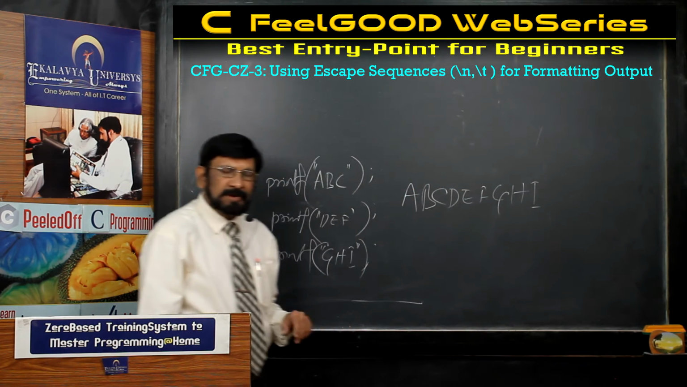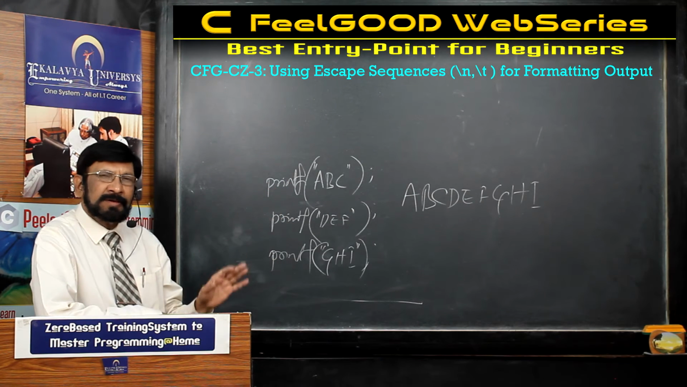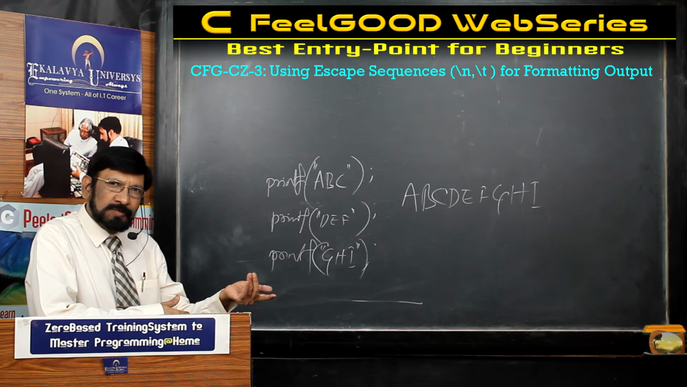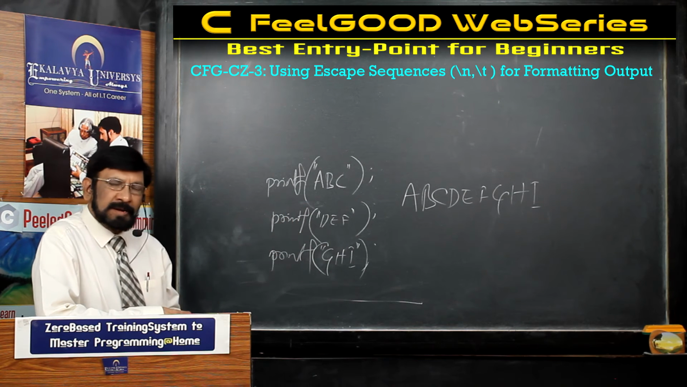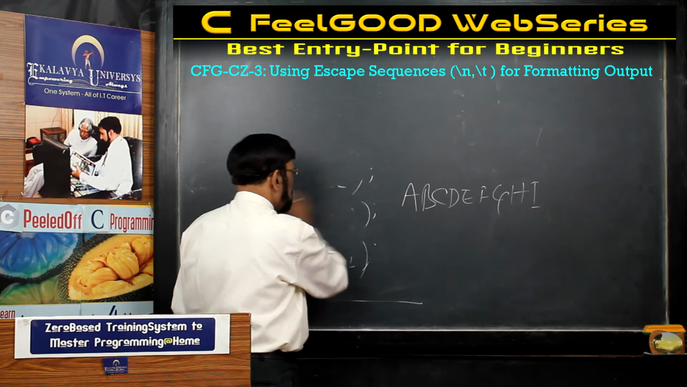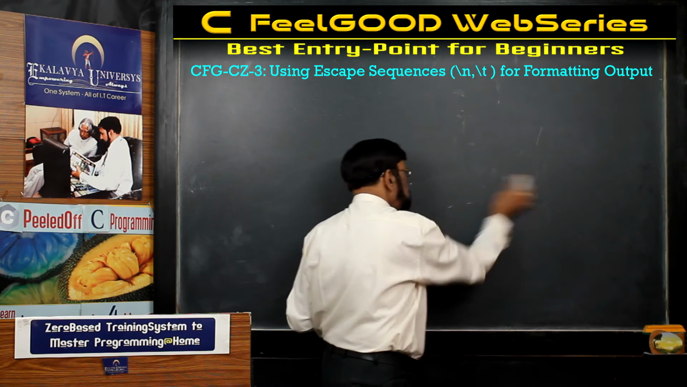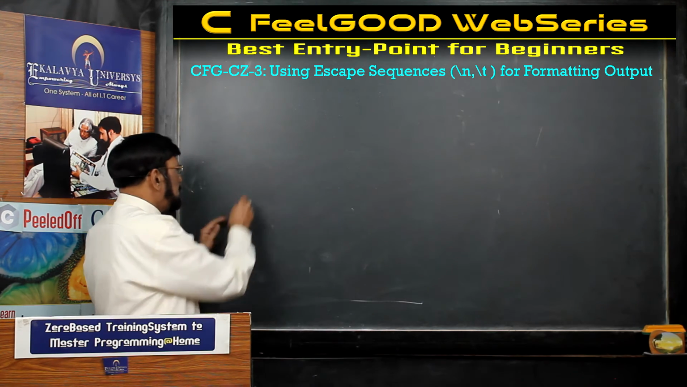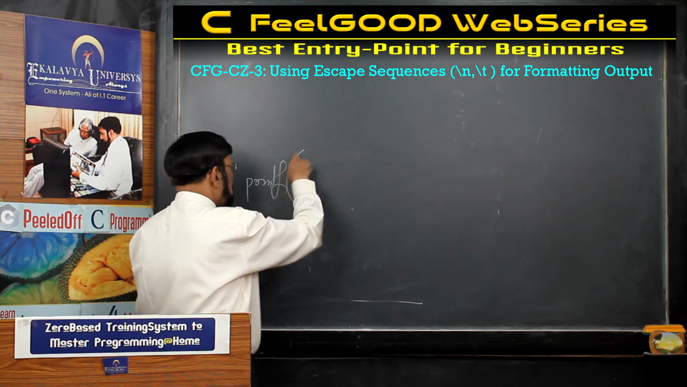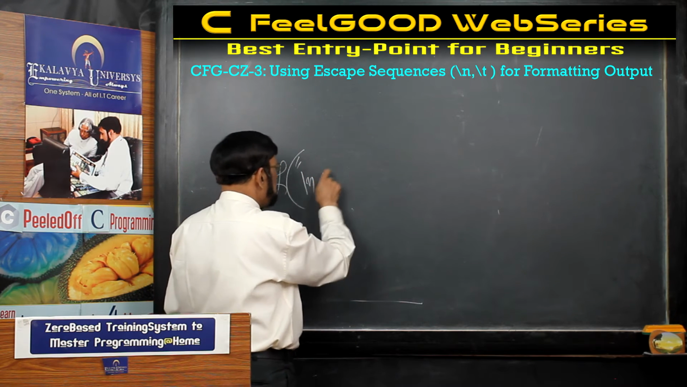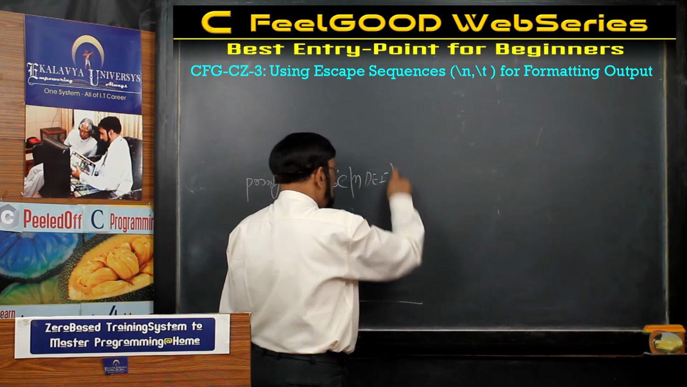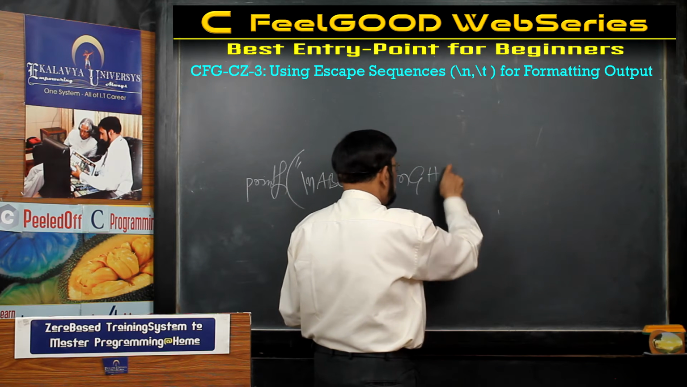What is the basic reason? You know, the printf function is having a weakness. It cannot break its line on its own. So you have to do something, then only it breaks. So how does it break? For breaking purpose, we have to use a new line sequence. Now I show you, by that you can understand. Printf, new line, A, B, C, new line, D, E, F, new line, G, H, I.